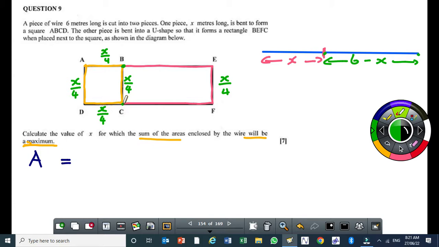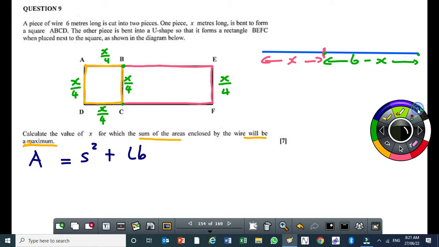So first, I'm just going to write the general formula for calculating the areas of the two. The area of a square is going to be S squared, plus the area of the rectangle is going to be LB. But the problem is, I don't know what this B is. Of course, I can consider it as x over 4. But the length of the rectangle, I need to calculate that.